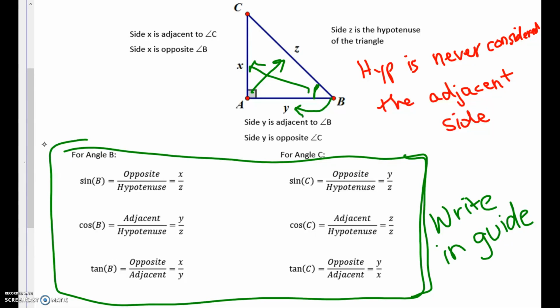All right, let's look at angle C. Angle C is really similar. We have the same ratios, so sine is still opposite over hypotenuse, but opposite of angle C is side Y. That's my opposite side, all right? And then the hypotenuse is always Z no matter what we're doing. Cosine of C is adjacent over hypotenuse. My adjacent side for C is X, and my hypotenuse is Z. And tangent of C is opposite over adjacent. We discovered that opposite of C is Y, and adjacent is X.